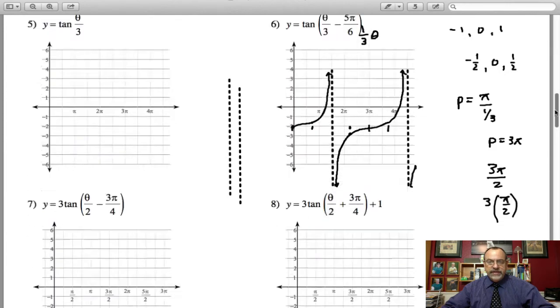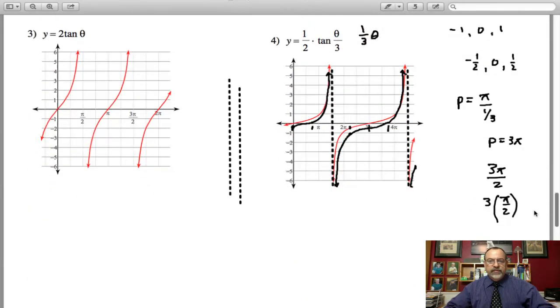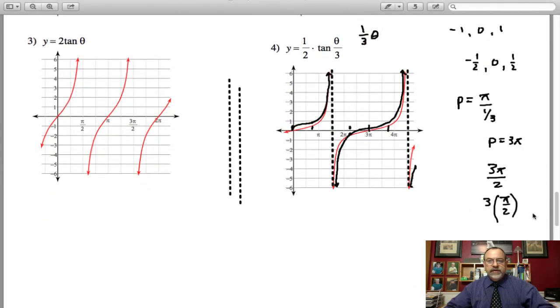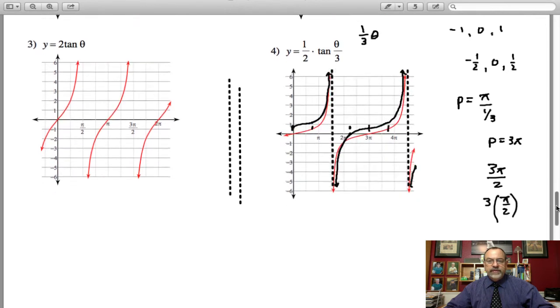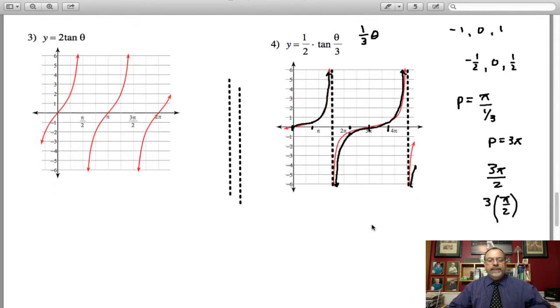I hope. Let's see. 2, 3, 4, and there we go. We got it pretty good. Not too bad. Whoops, let me get that straight. All right, so that's when you have a stretch and a shrink.